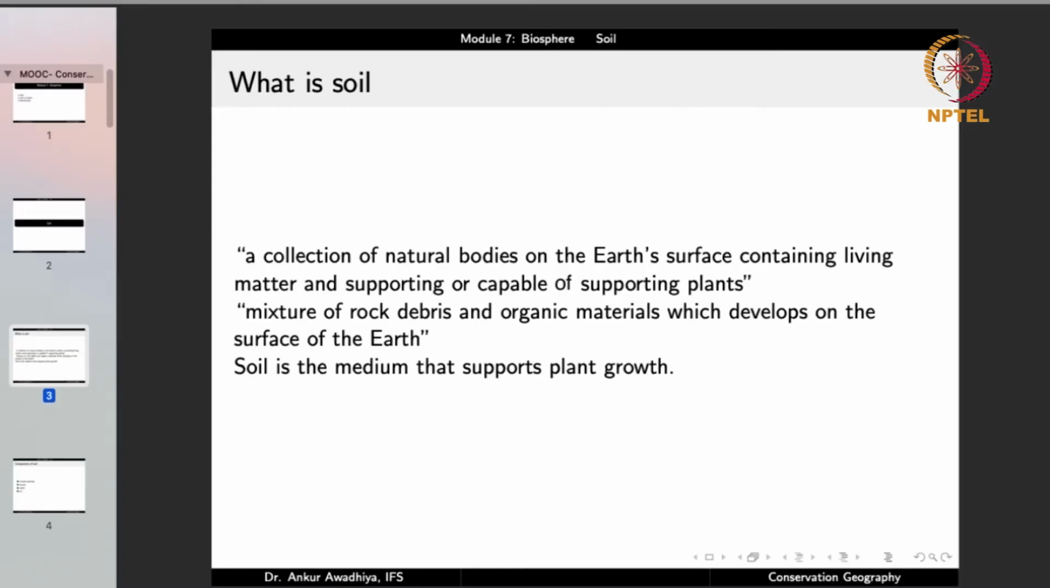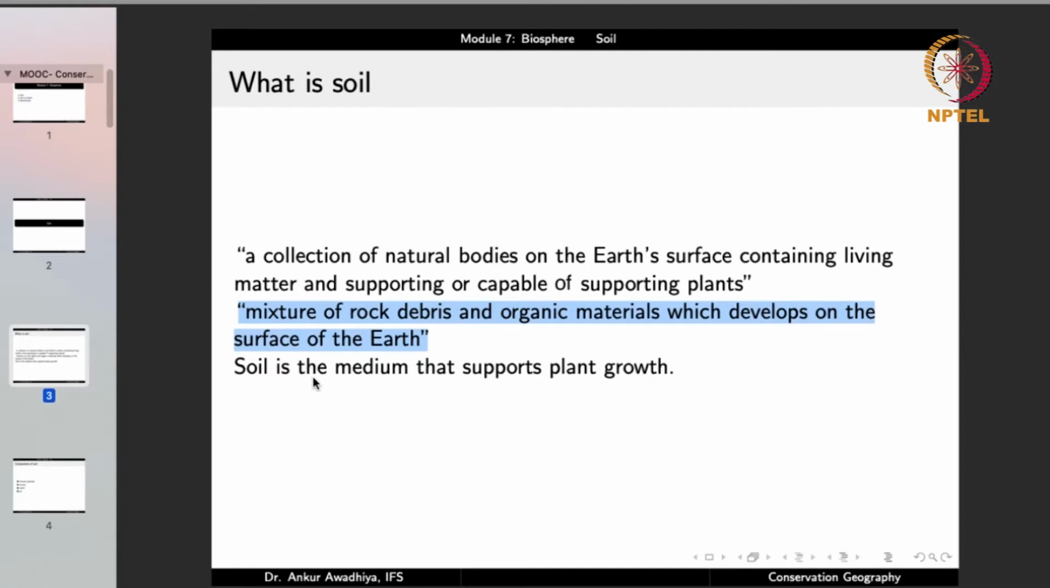Another definition is it is a mixture of rock debris and organic materials which develops on the surface of the earth. So this second definition focuses on the creation of the soil. And it says that soil is nothing but a mixture of rock debris and organic materials. So we have the debris, which means we have fragments of rocks, and we have organic materials, and soil is a mixture of both of these, which develops on the surface of the earth.